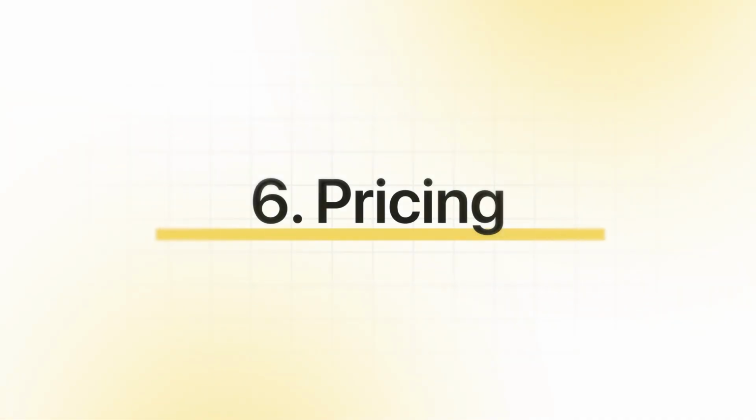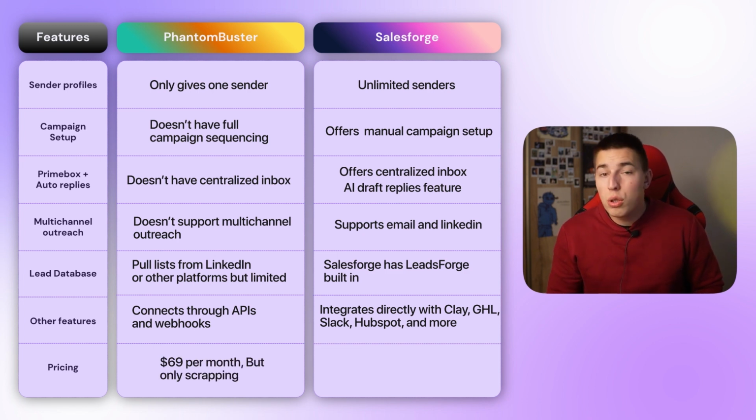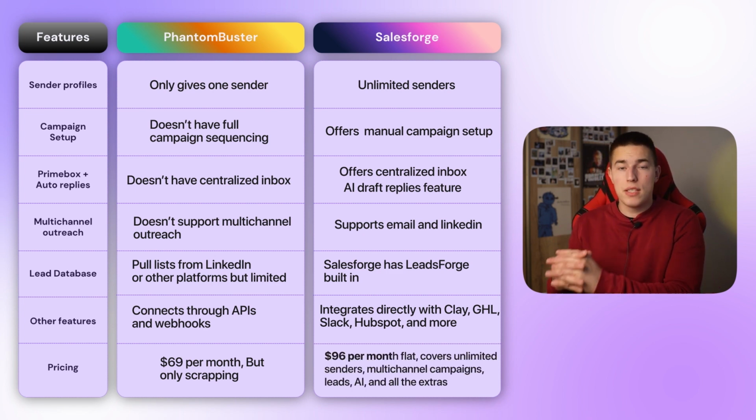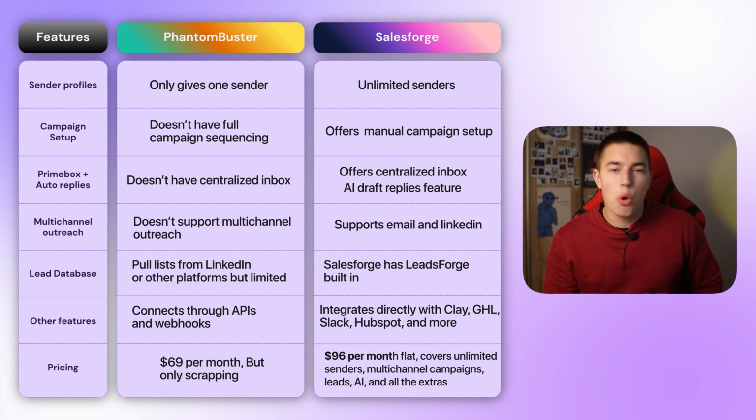PhantomBuster is cheaper upfront at $69 per month, so it looks attractive. The catch is you're only getting scraping, not a full outreach system. Salesforge is $96 per month. That covers unlimited senders, multi-channel outreach campaigns, unlimited mailboxes connected, AI, and all the extras. So for actually booking meetings, it ends up being the better value.